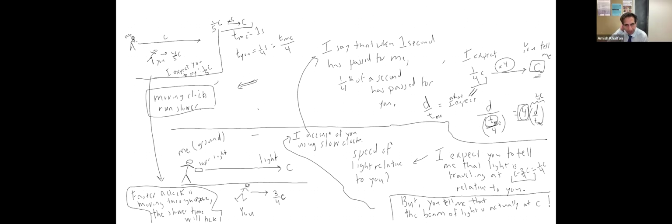Then I said, what if you're running faster? What if you're running at 4/5 the speed of light? That's like 80% the speed of light instead of 75%, right? Then I expect you to tell me that the speed of the passing beam of light should be 1/5 c, but you tell me again it's c. So from 1/5 c to c, it's a multiplicative factor of 5. That means that when 1 second has passed for me, I'm claiming that 1/5 of a second has passed for you, an even slower amount of time than before. 1/5 is less than 1/4.